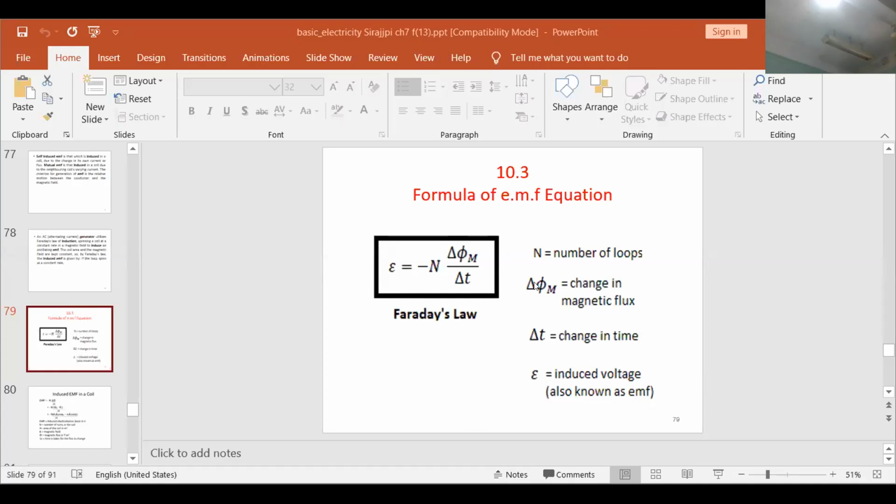সুপ্রিয় শিক্ষার্থীবৃন্দ, আমরা আজকে 10.3 অর্থাৎ দশম অধ্যায়ের তৃতীয় যে বিষয়টা, সেখানে ফর্মুলা অফ ইএমএফ ইকুয়েশন অর্থাৎ ইএমএফ ইকুয়েশন এর যে ফর্মুলাটি E = -n Δφ/Δt ইকুয়েশনটি প্রতিপাদন করব। এখানে n নাম্বার অফ লুপস, Δφ is equal to change in magnetic flux, Δt change in time, or induced voltage.